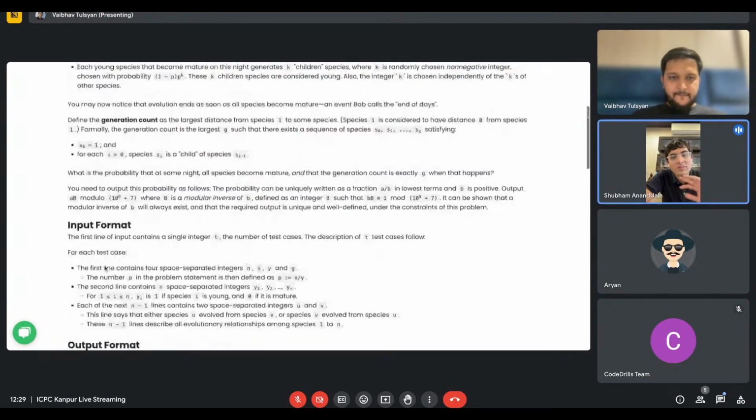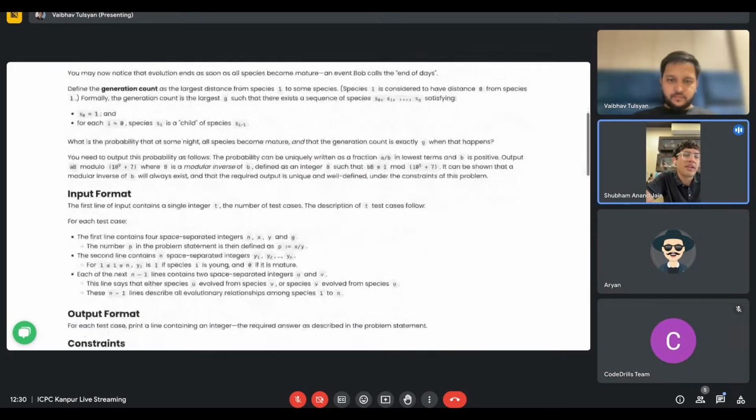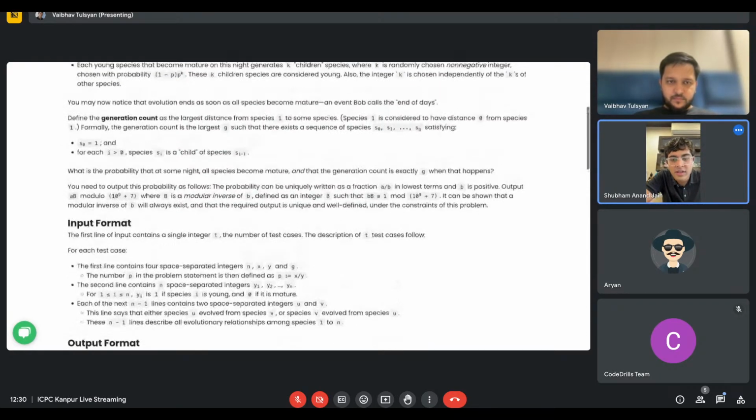Okay, so as long as p is guaranteed to be strictly less than 1, there is some non-zero probability of all the species becoming mature and no new young species being generated. That's basically what's being said. And when no new young species are generated, this process ends. The probability of no new young species being generated is, of course, 1 minus p to the number of mature species, 1 minus p to the number of young species that become mature. So maybe I'll just say 1 minus p to the y.